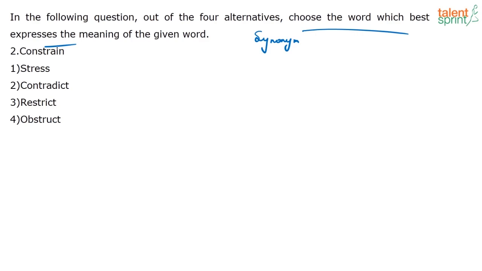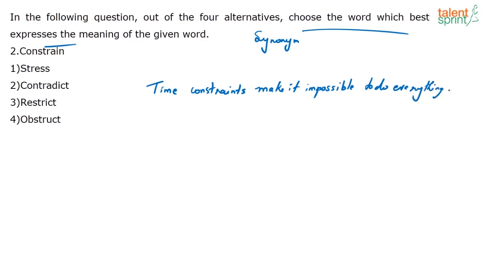Constrain. So let me put this in context, okay? If I say time constraints make it impossible to do everything, right? So in this context, my options are stress, contradict, restrict and obstruct. Most of you have come back and said 3. Again, we need a synonym for this.